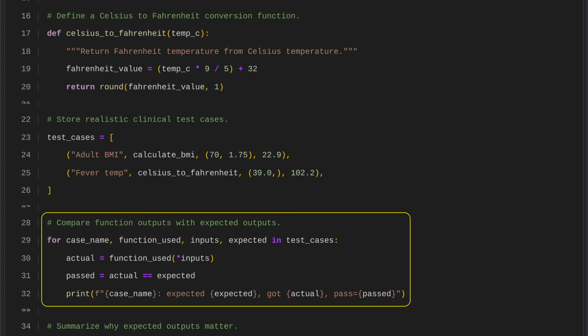The code runs through each test case, takes out the case name, the function, its inputs, and the expected result, then calls the function with those inputs. It compares the actual result to the expected one to decide whether the test passed. Finally, it prints a clear summary showing the test name, expected result, actual result, and pass status, helping confirm that each function behaves correctly.